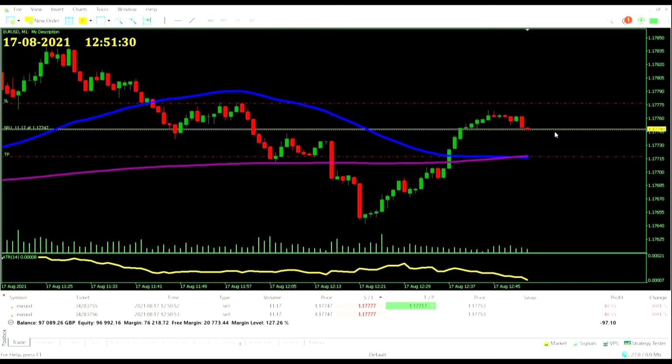Let's zoom out one. So you can see here the range that we're working in. We've got our take profit down here, and we've got the stop loss above here. So not a bad position to get in if it does want to come down for us.